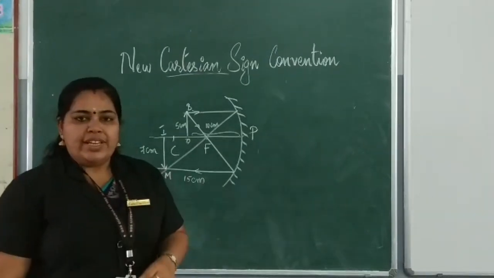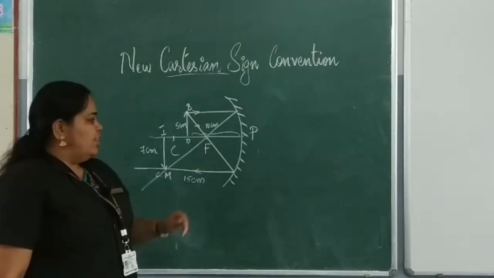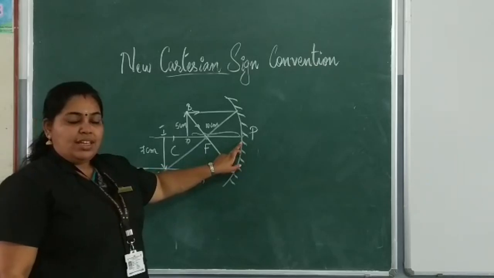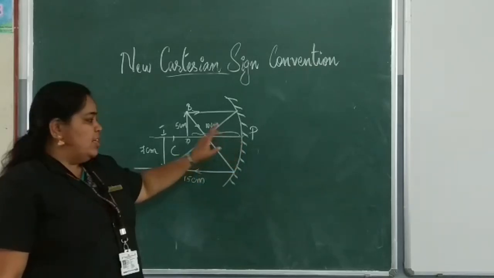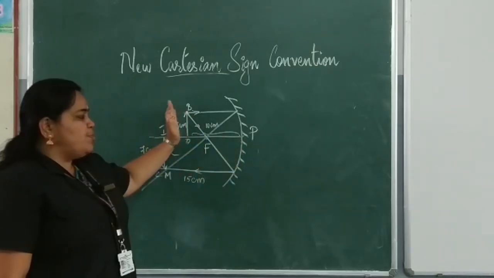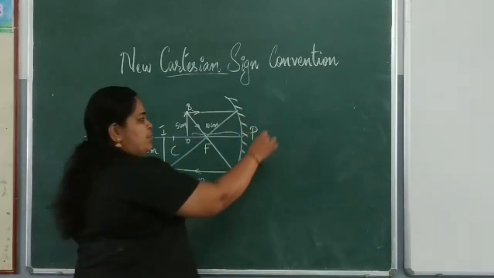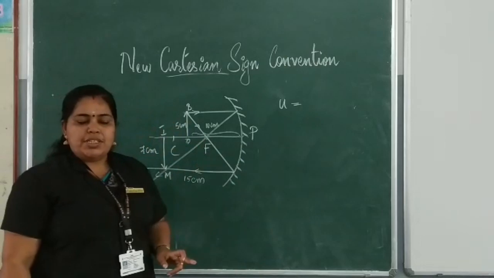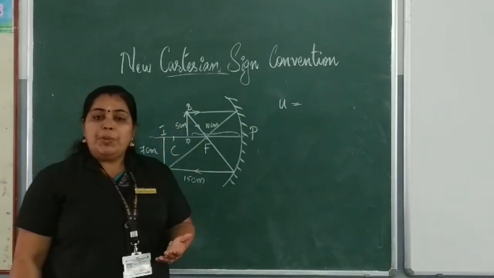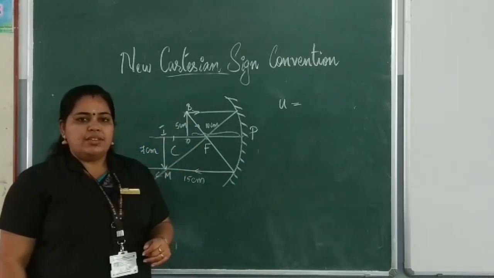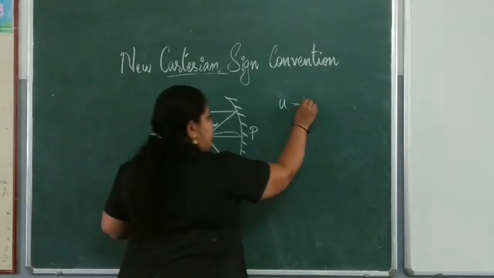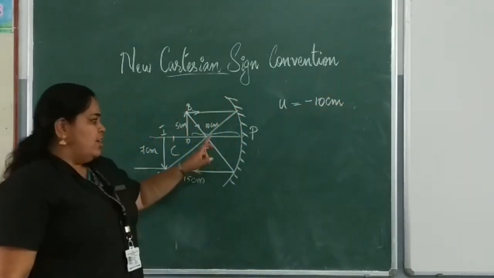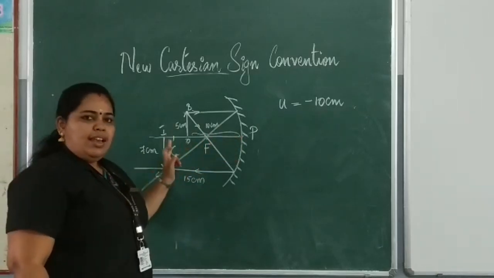Now let us see one example. Look at this figure. Here the distance from O to P is represented by the letter u, isn't it? Because it is the distance from the object to the mirror. So can you tell me the value of u here? It is already given 10 centimeter. So whether it will be positive 10 or negative 10? It will be negative 10 centimeter, because it is measured to the left.